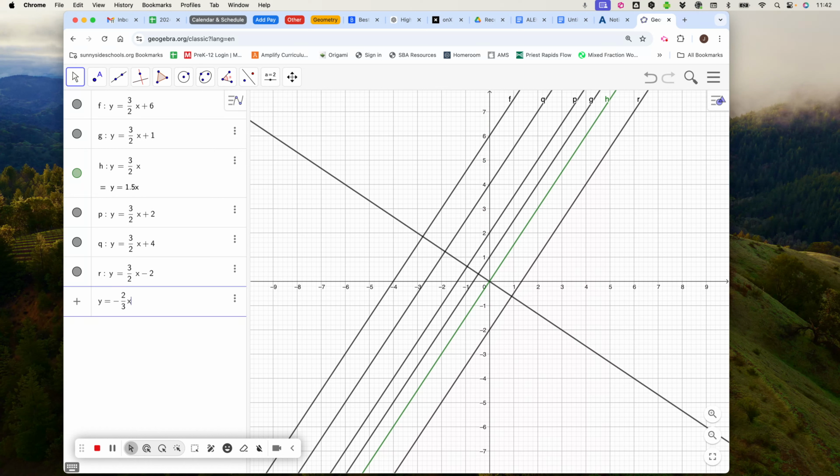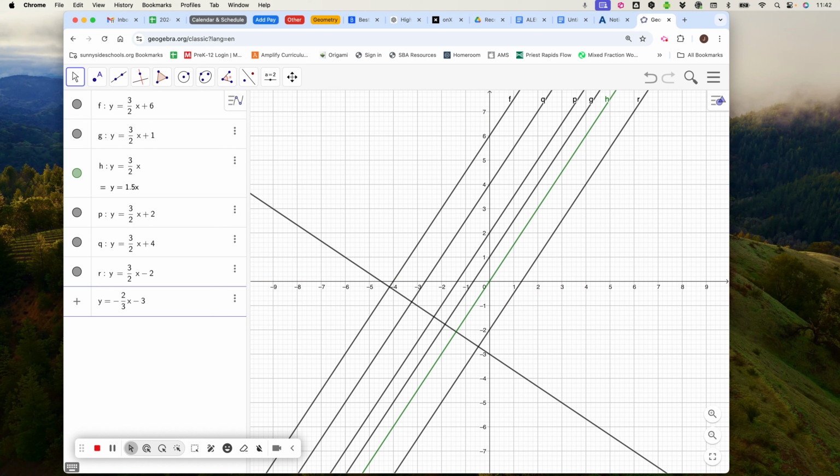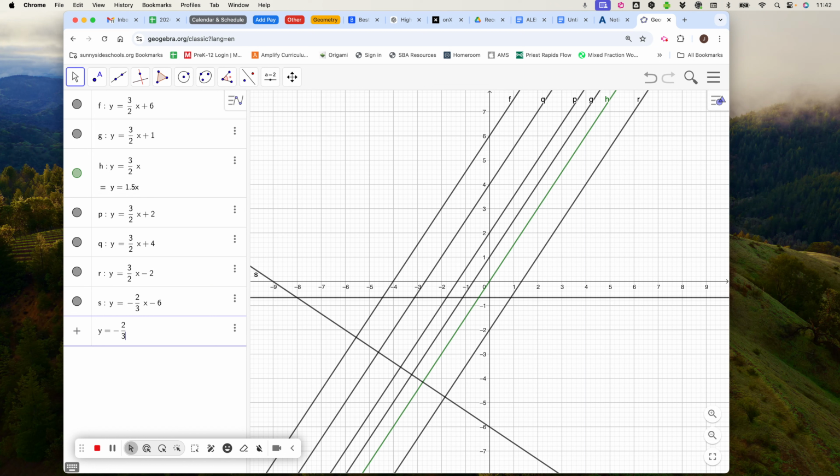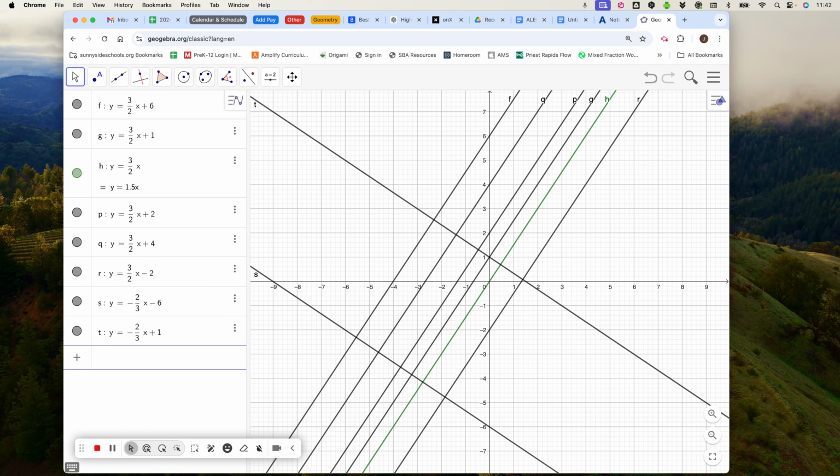So y equals negative 2/3 x, and I can put any y-intercept on it that I want, again, like 4. Or I can move it down to 2. Or I can make it negative 3. Any one of these, no matter where the y-intercept is going to land, is going to be perpendicular to all of those other lines, because the slope is an opposite reciprocal. Let's do another one. Y equals negative 2/3 x plus 1. That line is also perpendicular to those other lines.